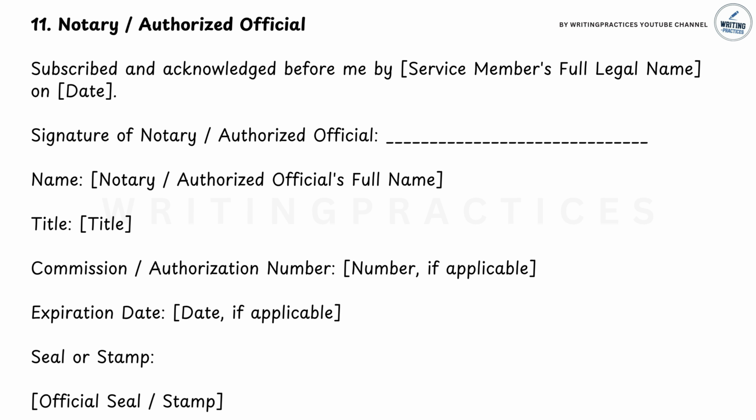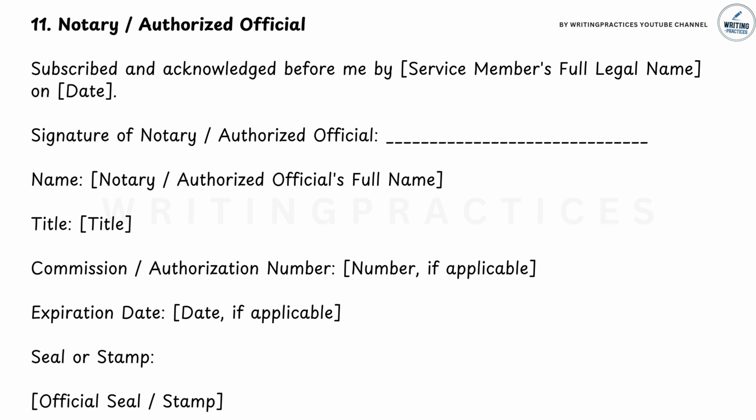This section is completed by the appropriate notary or authorized official. The official confirms that the service member appeared before them and acknowledged the document. The official then provides their signature, name, title, commission or authorization number where applicable, expiration date where applicable, and official seal or stamp. This can be a very important part of the execution process. However, notarization and witness requirements can vary depending on the jurisdiction, type of power of attorney, and military circumstances.